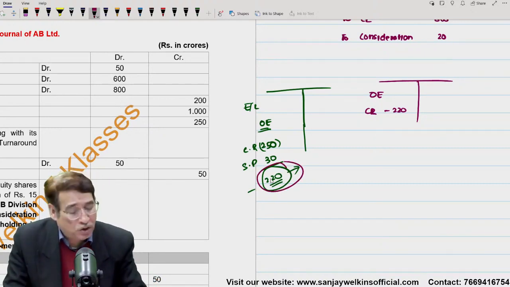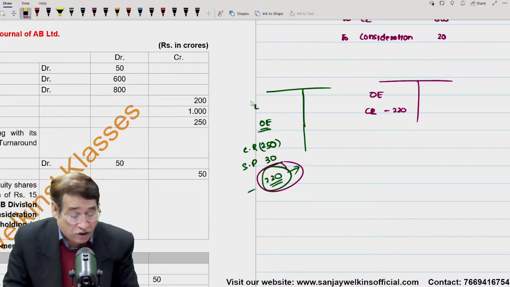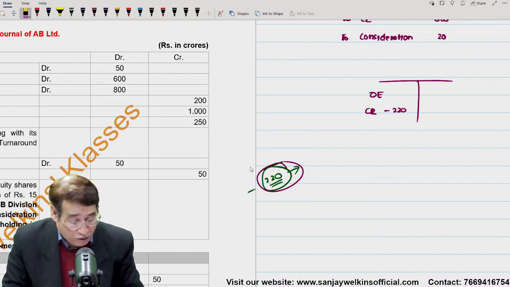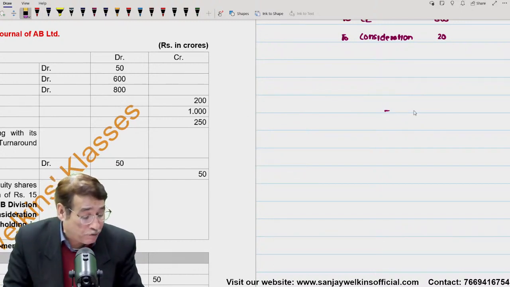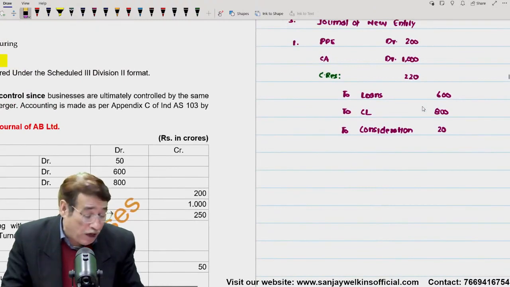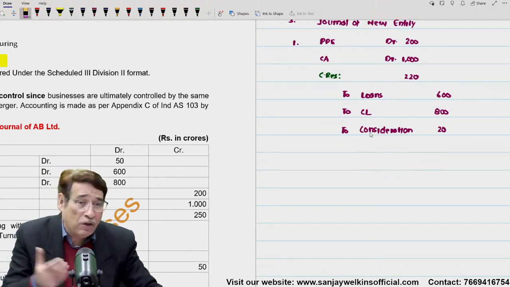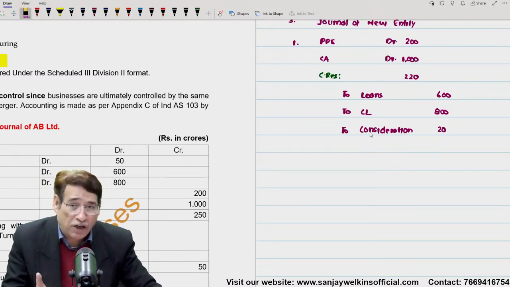Is it clear to you? So nothing will change, even if we are writing consideration at nominal value. Is it clear to you or not? So this is the point which you have to understand. Is it clear to you why we have written it here at nominal value, and why it does not have any sort of implications in the balance sheet?